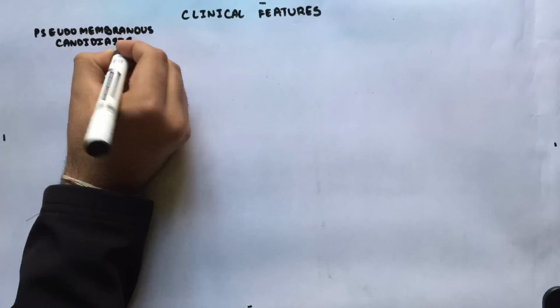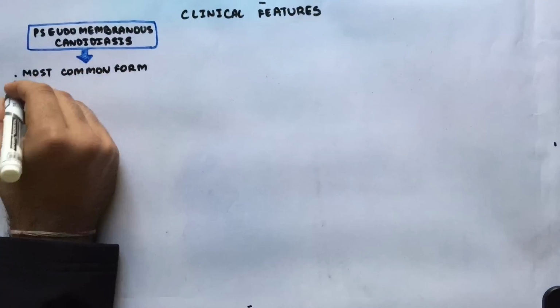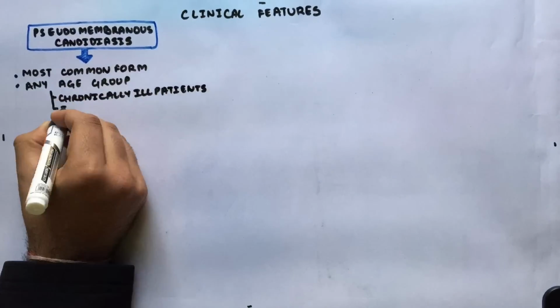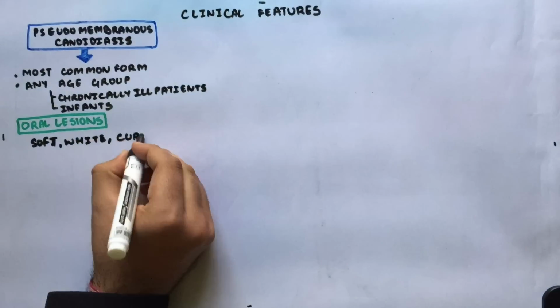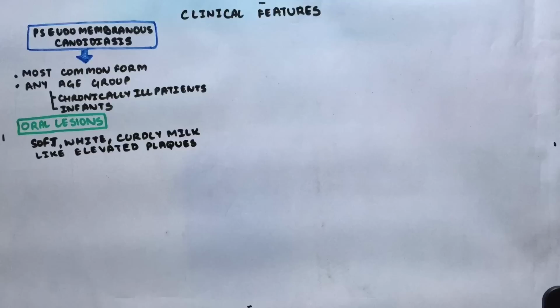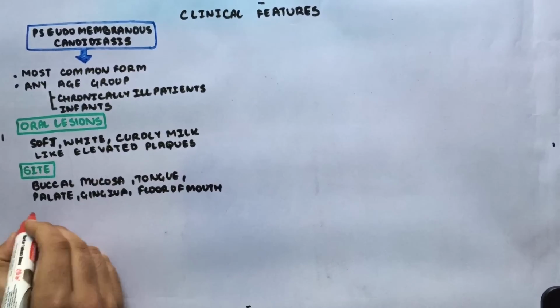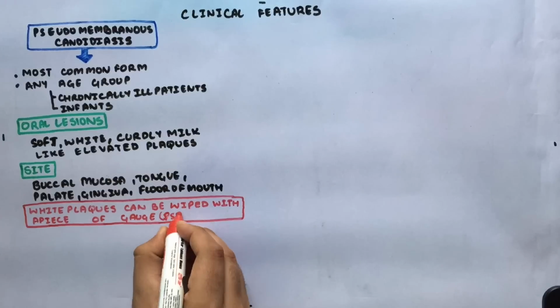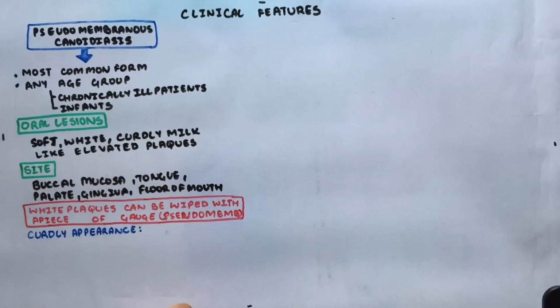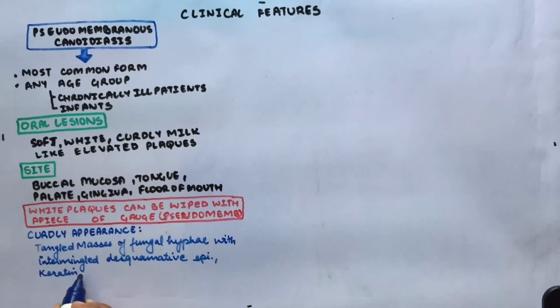Going with the clinical features, the first one is the pseudomembranous candidiasis. This is the most common form of the disease and can occur at any age, mostly common in chronically ill patients and the infants. The oral lesions are soft, white, and curdy milk-like elevated plaques present on the buccal mucosa, tongue, palate, gingiva, floor of the mouth. These white plaques can be removed with a piece of gauze, and the curdy appearance is due to tangled masses of fungal hyphae and intermingled desquamative epithelium, keratin, fibrin, necrotic debris, leukocytes, and the bacteria.